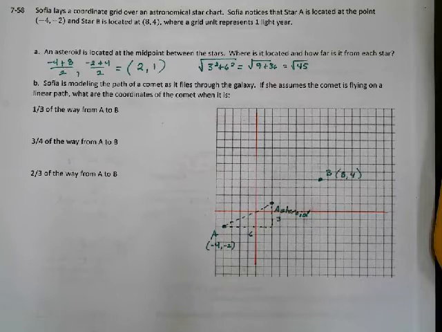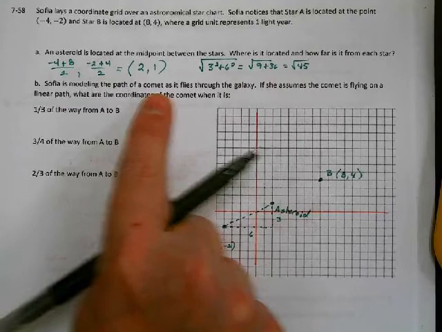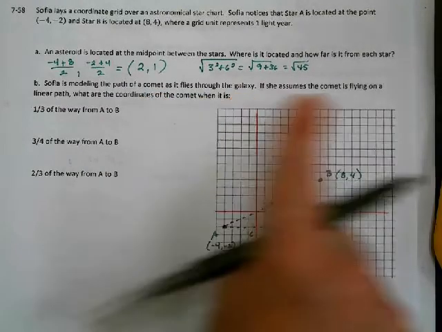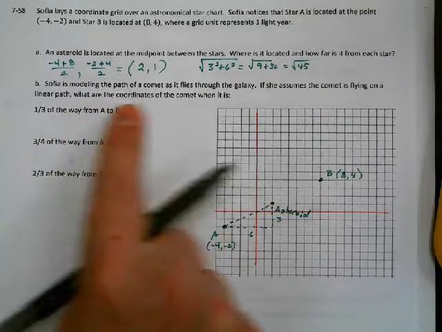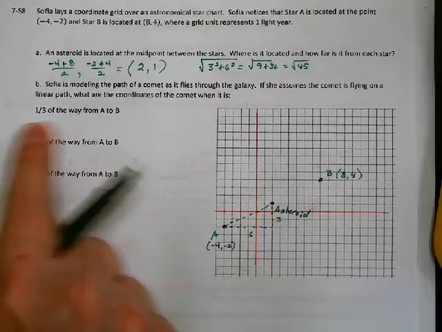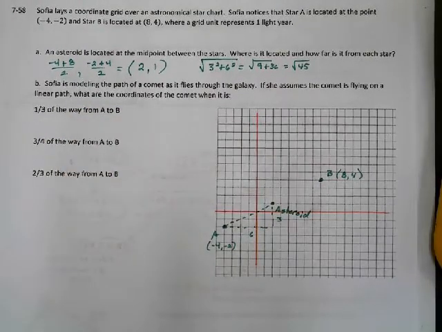Sophie's modeling the path of the comet as it flies through the galaxy. If she assumes the comet is flying in a linear path, so in a straight line, what are the coordinates of the comet when it is 1/3 of the way from A to B? All right, so 1/3 of the way should show up somewhere around in here, right?